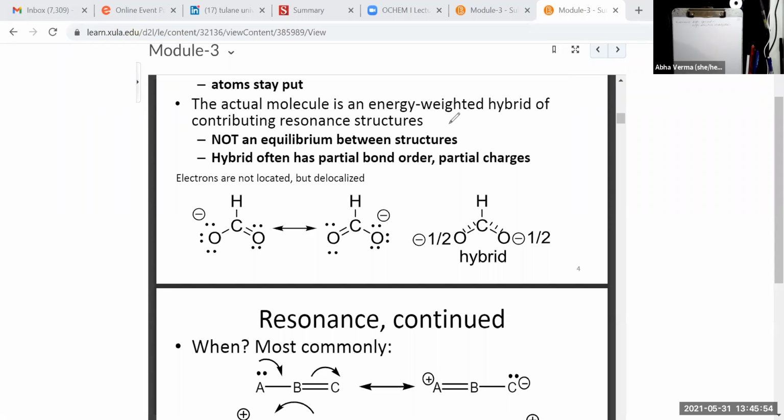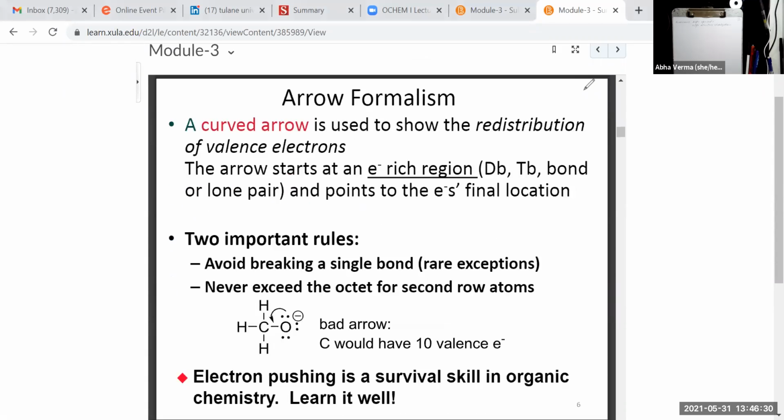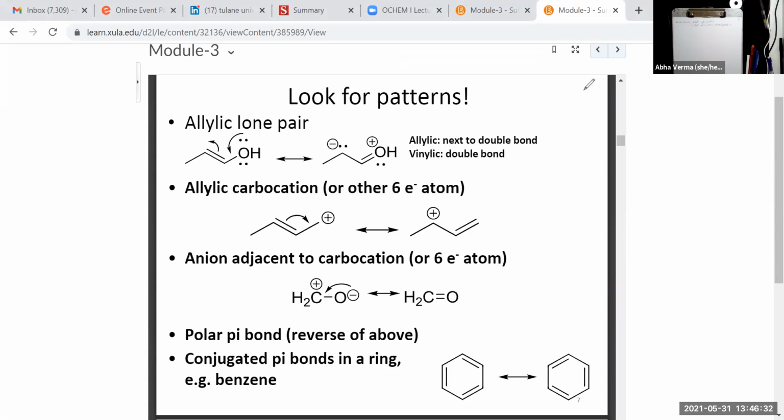I can go from this electron-rich site, break the pi bond here. So I'm just moving my electrons. The pi electrons from here are now going to this oxygen. If I go back here, the extra electrons from the oxygen went and made the new bond with this carbon. So if I look from here to here, I can go back and forth. So all of this is just arrow formalism.